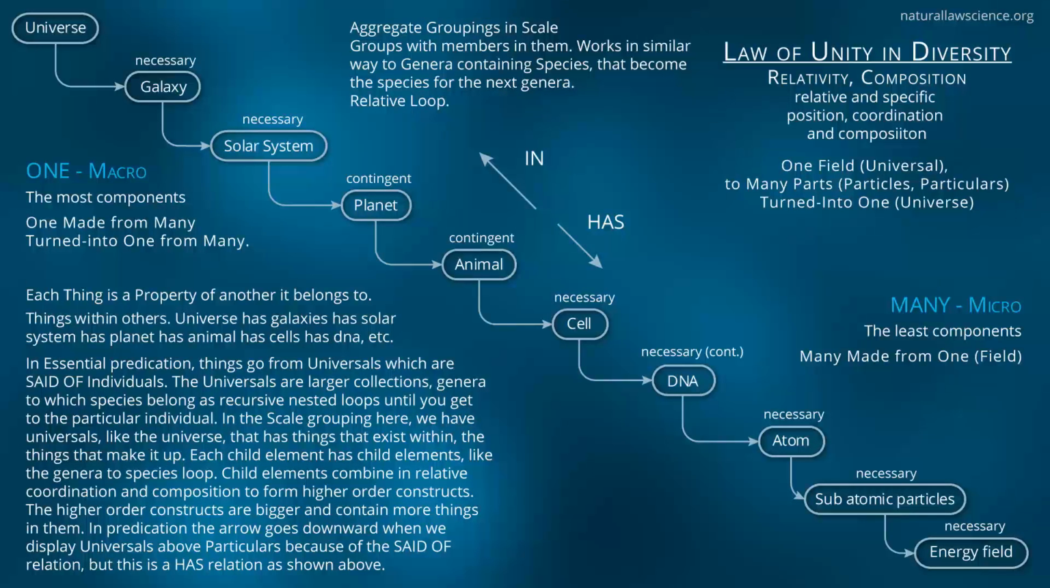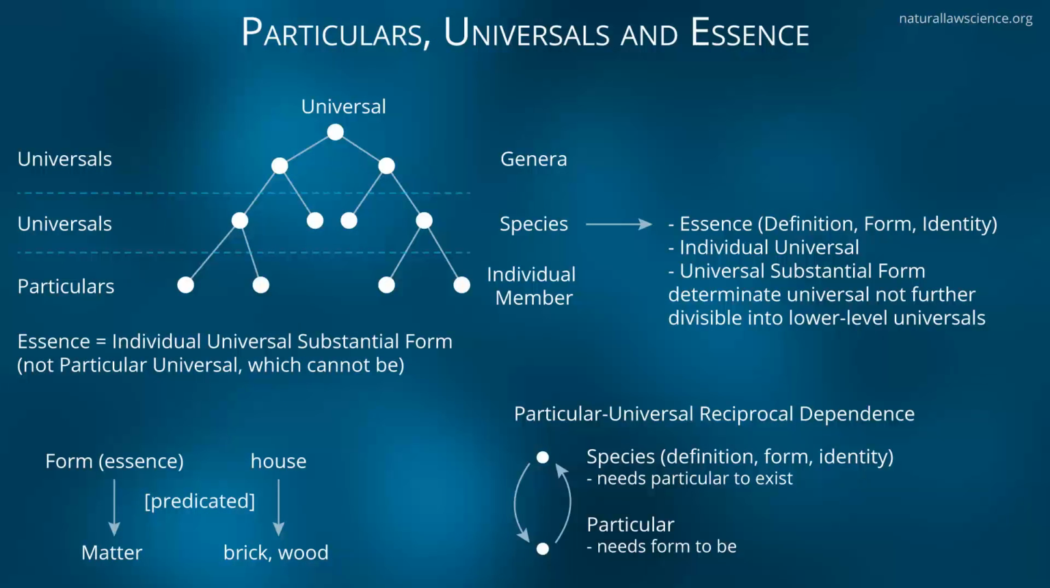So that's 17a and 17b. The last two infographics will be a summary, and this is just to help with understanding what particulars, universals, and essences are, because when you're studying this material, it can become very confusing as to where the essence is located, because that's where we find the definition and the form and the identity.